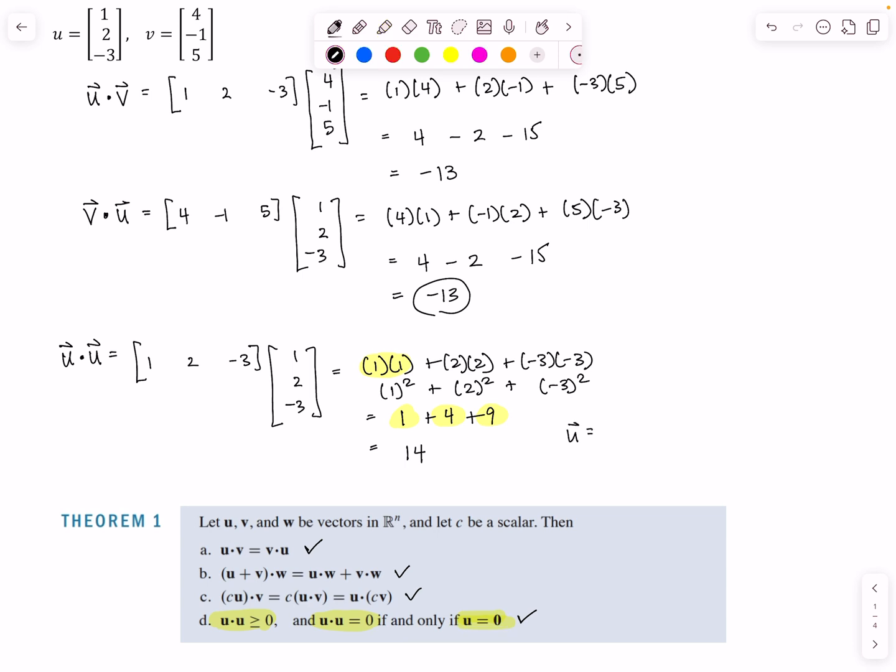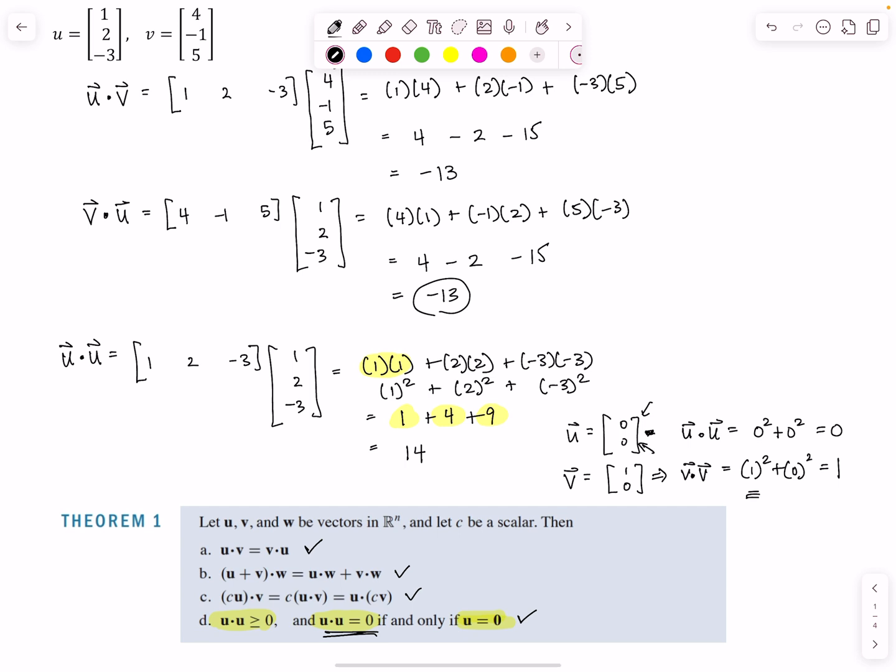Let's look at U being the 0, 0, 0 vector. U dotted with itself is 0 squared plus 0 squared plus 0 squared, which gives me 0. But say V is 1 and 0. V dotted with itself is 1 squared plus 0 squared, which gives me 1. So the only way to get 0 when I dot with itself is if every entry is 0. Otherwise, if there's even one entry that's not 0, when I square it, I'm not going to get 0.